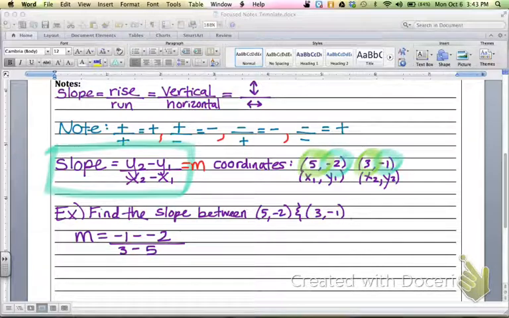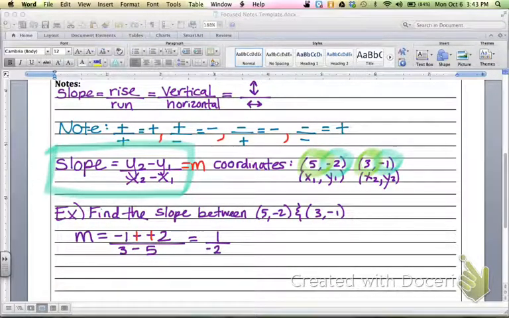So if we look at this, we have negative 1 minus a negative 2, and I remember that a negative times a negative is a positive, so this becomes a positive 2. So negative 1 plus 2, those are different signs, so I subtract, and then I keep the sign of the bigger number. 2 is bigger and it's positive, so I'm going to keep it as positive 1. Then 3 minus 5 on the bottom, those are different signs. The 3 is positive, the 5 is negative. So I subtract those numbers, that'll be 2, and I keep the sign of the bigger number. 5 is bigger than 3, so I keep it as negative.